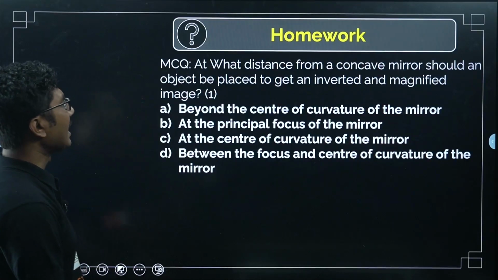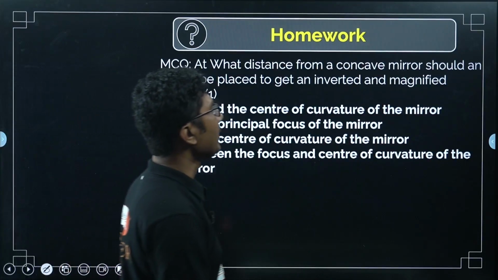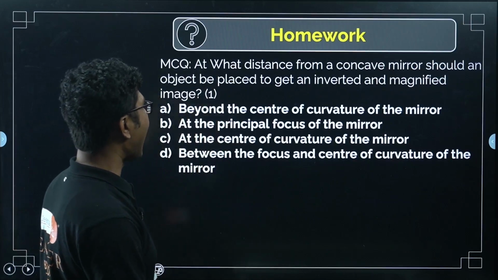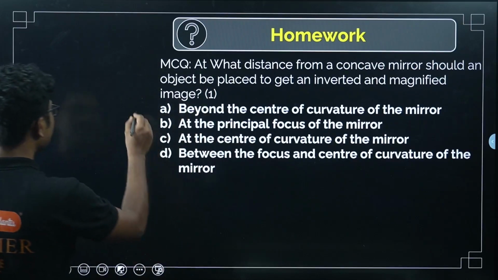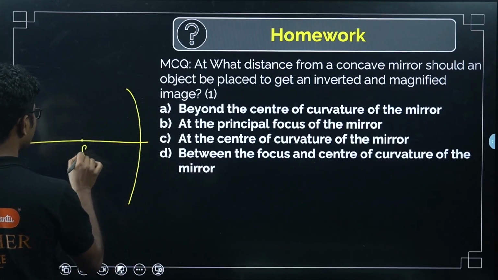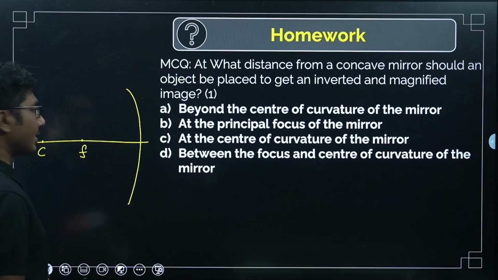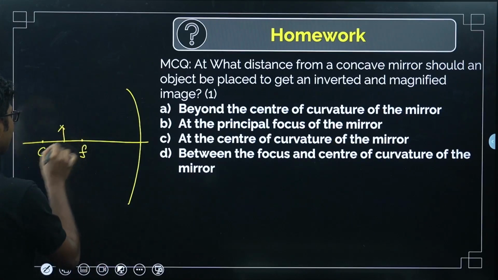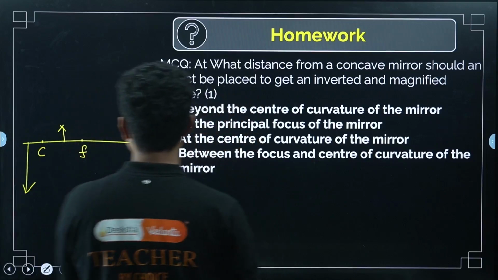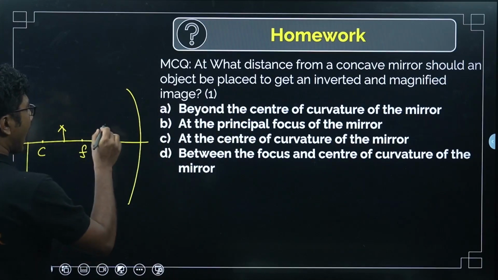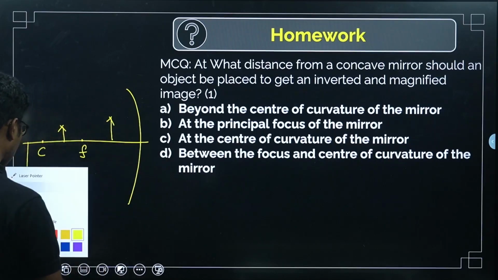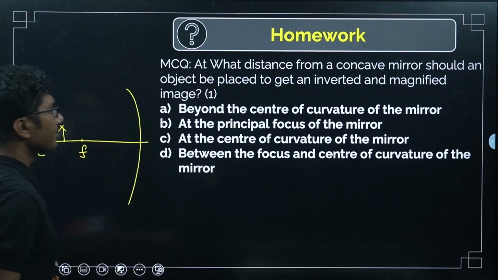Next question: at what distance from a concave mirror should an object be placed to get an inverted and magnified image? Now, if you remember yesterday's table, when the object is placed between focus and center of curvature, we get an inverted but magnified image. So inverted and magnified should be between C and F, and erect and magnified should be less than F.